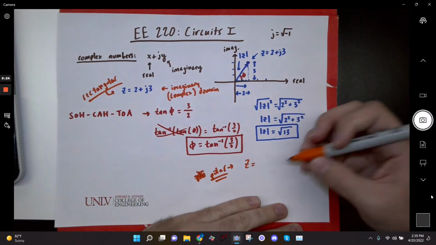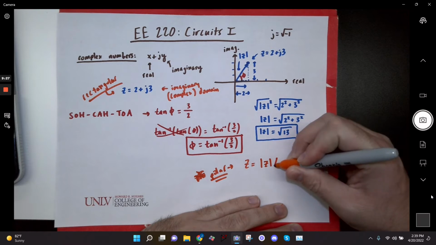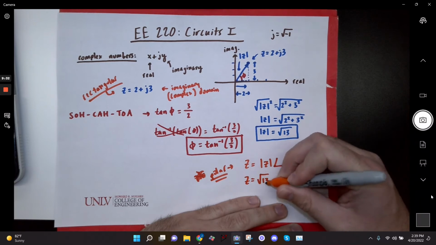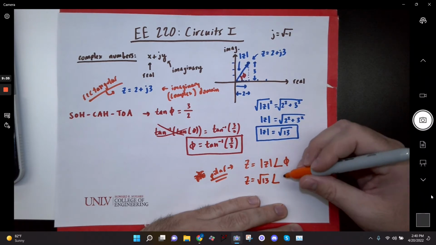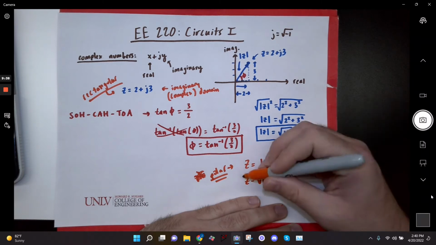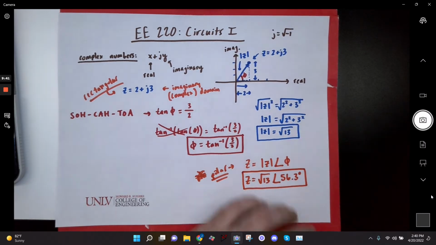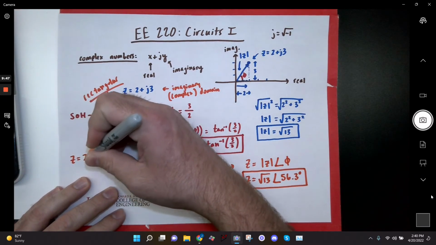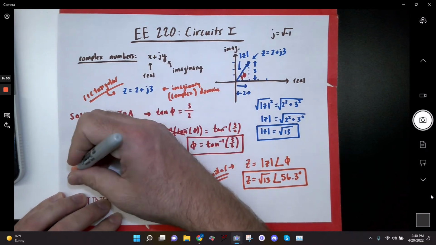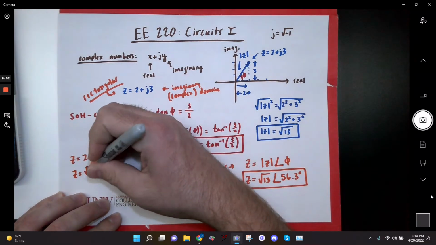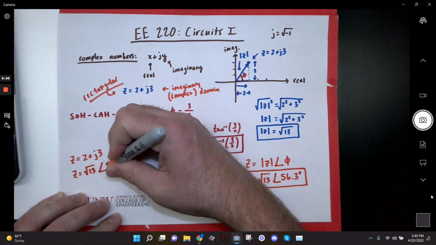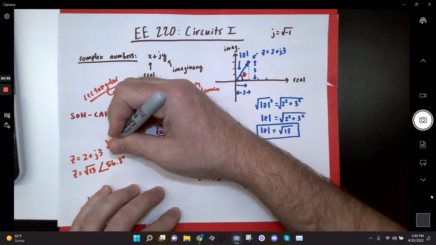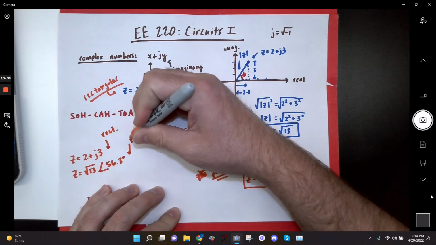So this form, all I'm going to write is my magnitude, angle, phase. So it will be root 13 angle, and I calculated 56.3. Okay? So it's perfectly okay and correct to say that z is equal to 2 plus j3, and it's also perfectly correct to say that z is equal to root 13 angle 56.3. Those two things are equivalent, but this is in rectangular and this is in polar.